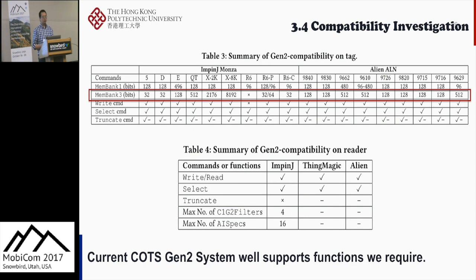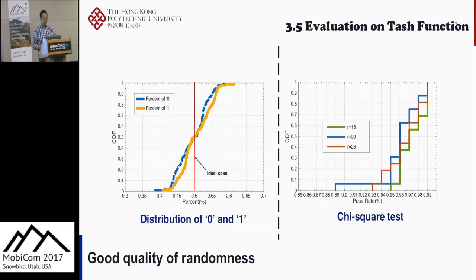From the table, we can see, for example, that we use memory bank 3 to store the hash function. Except for one read-only tag, all other tags can support memory bank 3. So in total, current commercial Gen2 systems will support the functions that we require. Unfortunately, not all the readers can support the truncated reply. Of course, we hope that our work can encourage the manufacturers to upgrade their firmware for full compatibility.